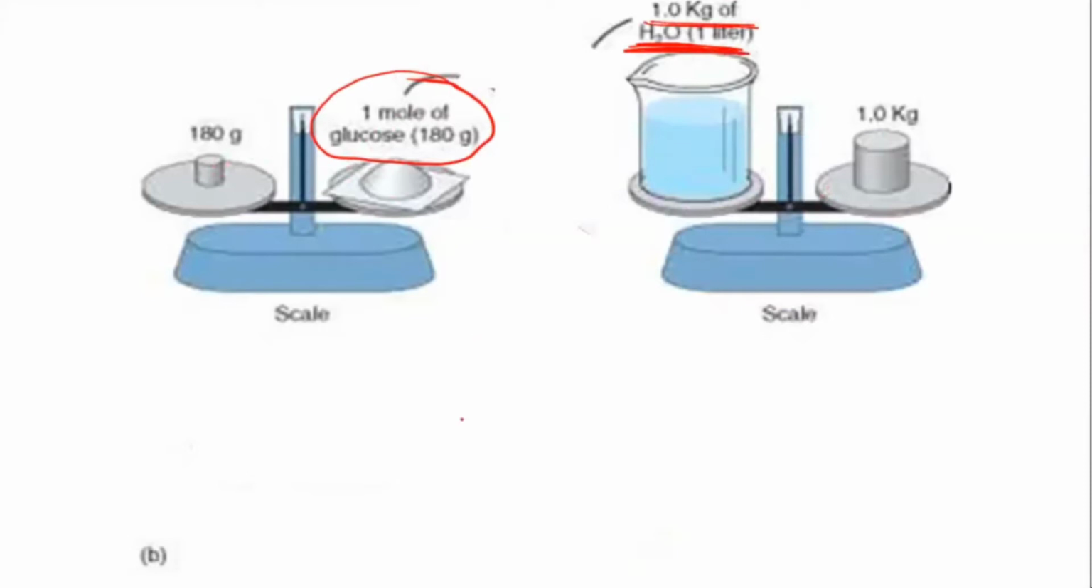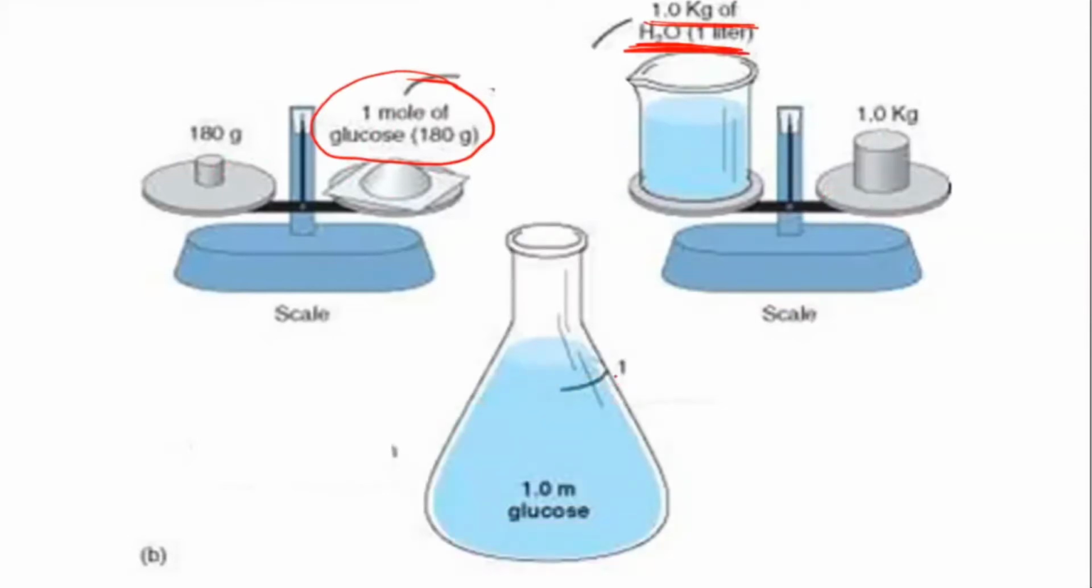Then if these two things are combined together and you make a solution, then such a solution is said to be 1 molal. This solution is called a 1 molal solution. So your 1 mole of the solute is dissolved in 1 kg of the solvent. We are not making it up to 1 kg together. 1 kg of the solvent is taken separately and 1 mole of the glucose is taken separately. Then you are mixing them together. So that's the difference between molality and molarity.